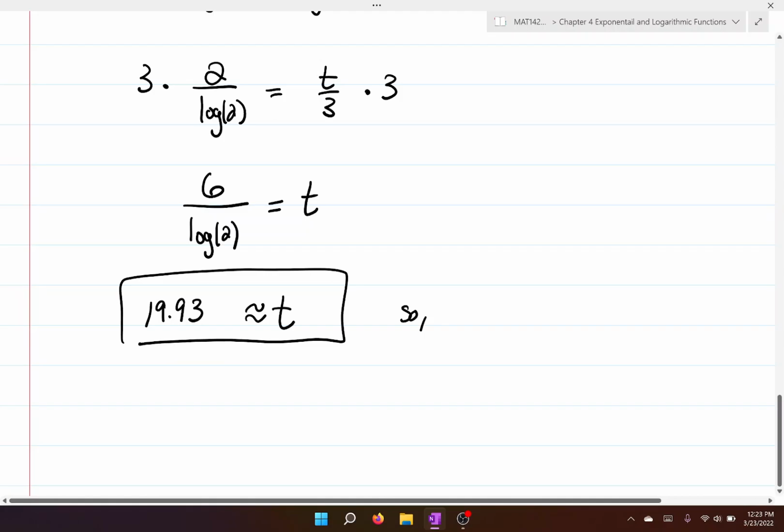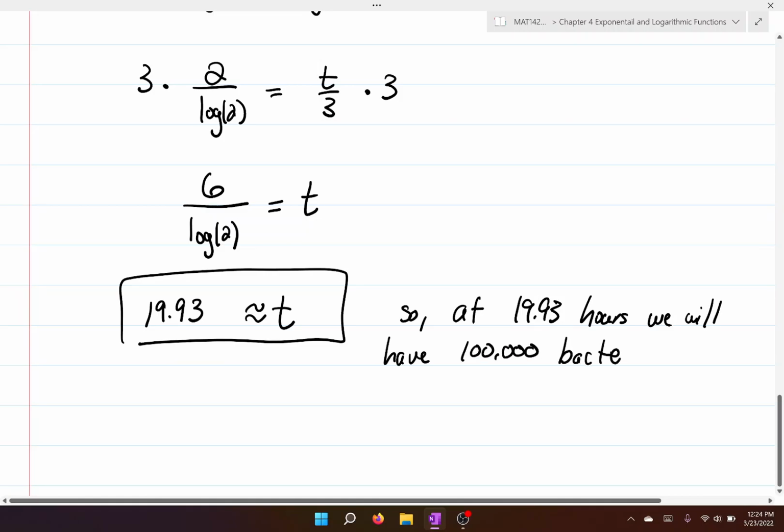So at 19.93 hours, we will have 100,000 bacteria. All right? And that's really how every single exponential growth problem looks like, okay?